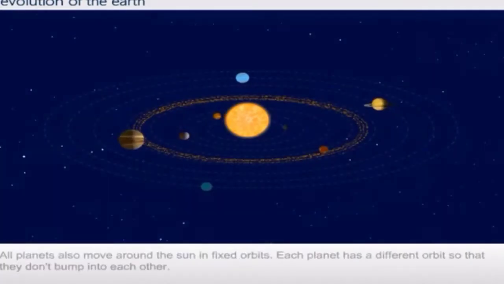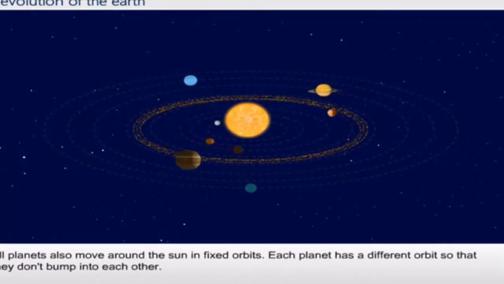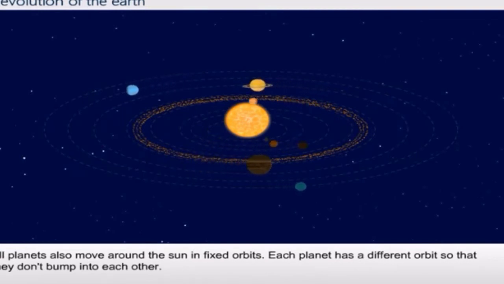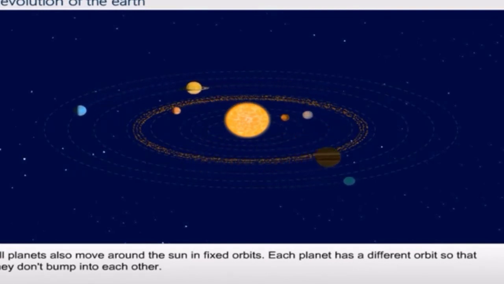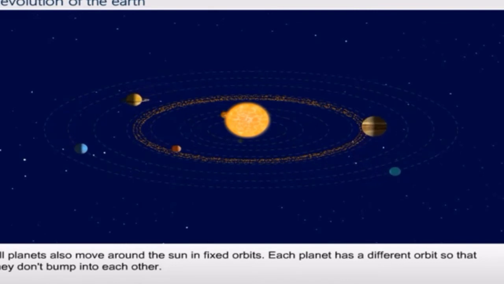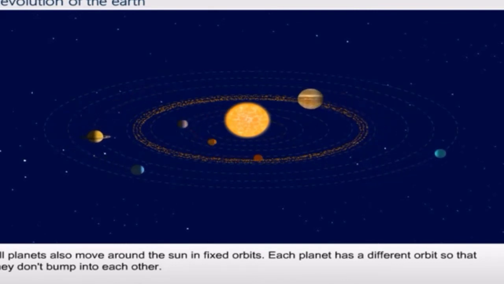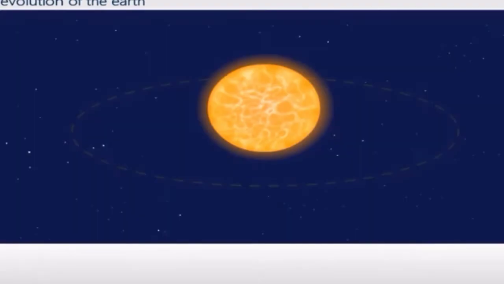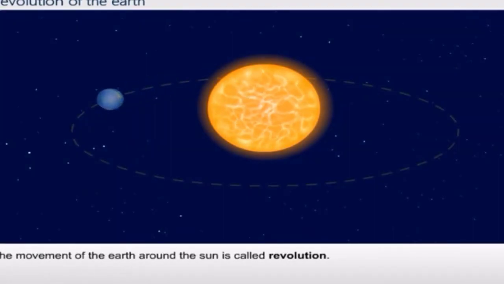All planets also move around the sun in fixed orbits. Each planet has a different orbit. Look at this, so that they don't bump into each other. They don't fight with each other. They don't crash with each other. The movement of earth around the sun is called revolution.